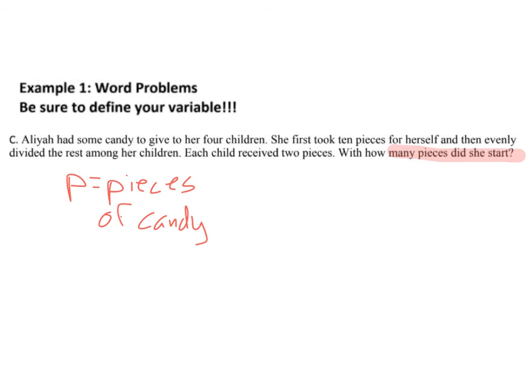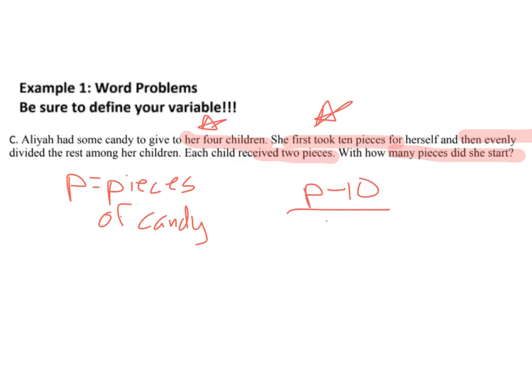And then when we go to break down this equation, what are we looking for? We gave it to 4 children. She first took 10 pieces for herself and then evenly divided the rest among her children. And then each child received 2 pieces. Well, we're going to have to read this one carefully, because it says she first took 10 pieces. So if we're starting with P, she is going to take 10 right from the get-go. After that, this is where she divides evenly. We're looking for that even split to her children. How many children did she have? She had 4.